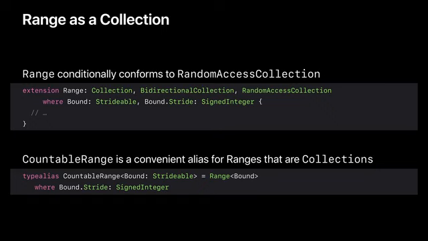Again, this is great for source compatibility because code can still use countable range. On the other hand, it's also really nice to give a name to those ranges that have additional capabilities of being a random access collection.